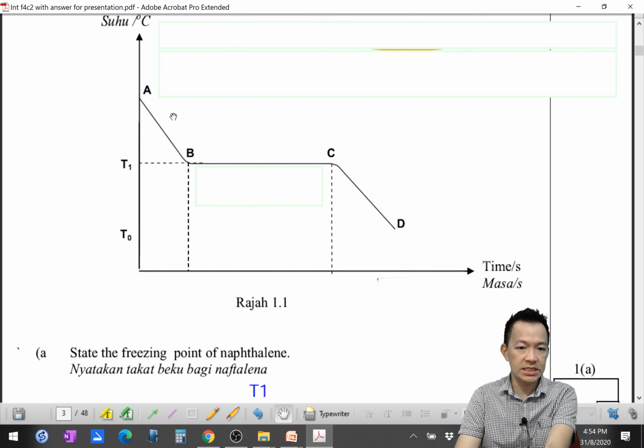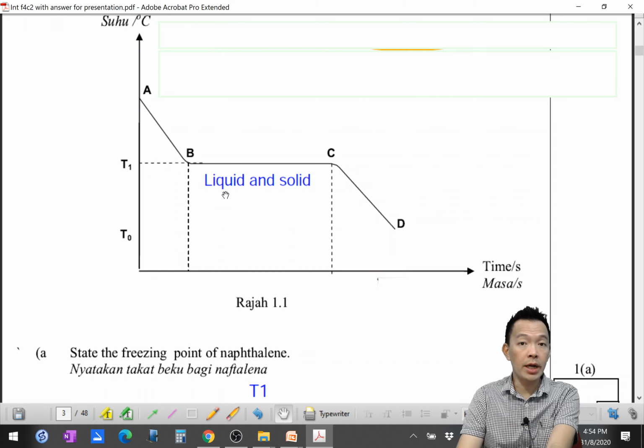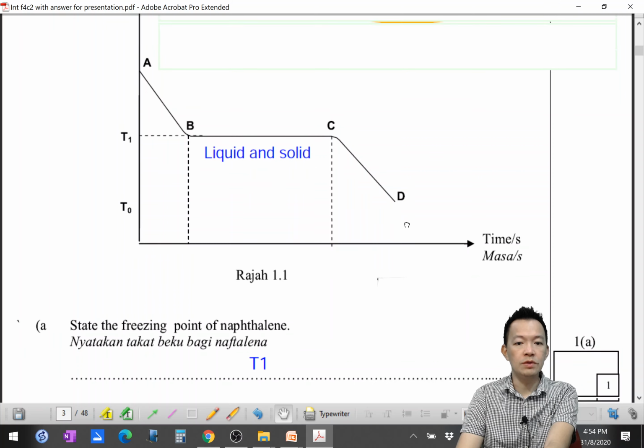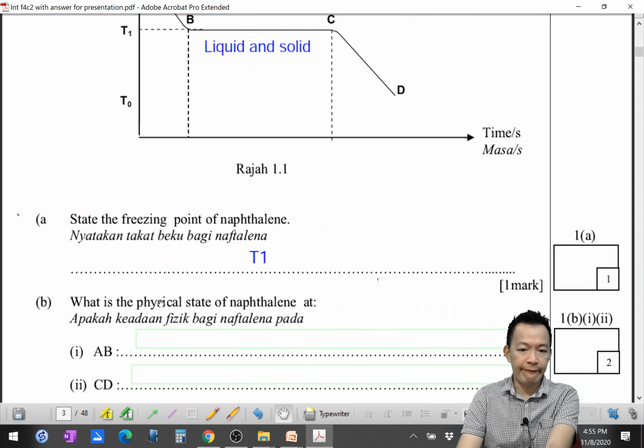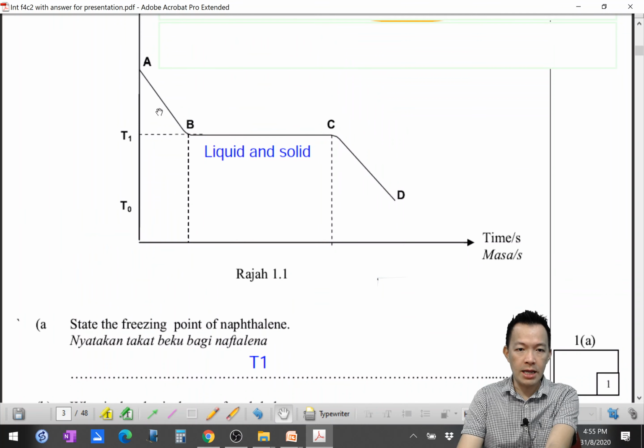So A, B, it is liquid, and when it starts to freeze, liquid becomes solid. 液体慢慢变成固体。When all the liquid freezes and becomes solid, it will be 100% solid. When it is 100% solid, the temperature will drop. 从液体的时候，它的温度慢慢降低。当它开始凝固的时候，它的温度保持不变，这就是它的特点。它一凝固完，它的温度又在降低了，所以这个叫冰点。Okay?